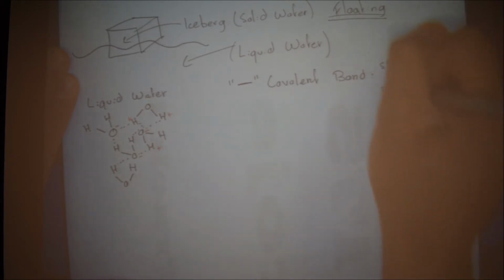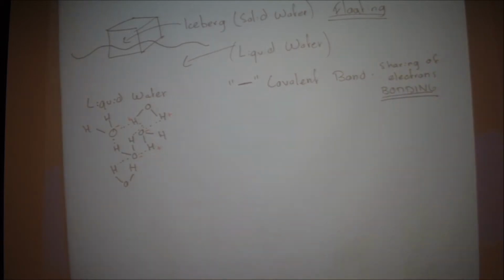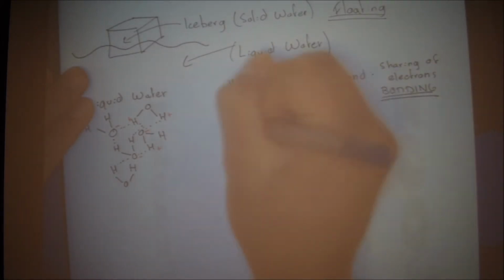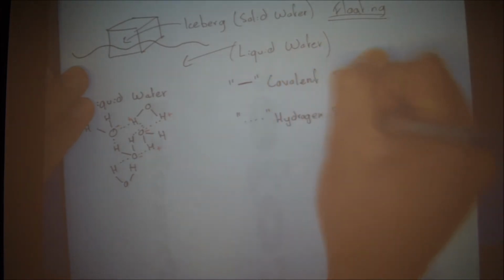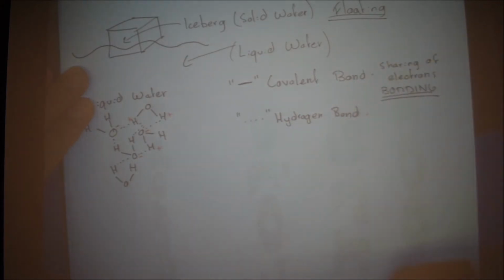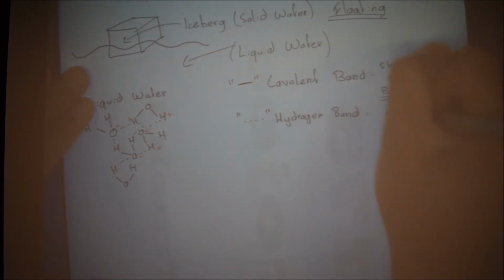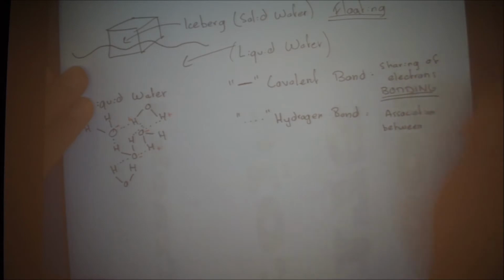And this is literal bonding, right? So that's bonding. That's like concrete, that's solid. Now the difference is if we have this dotted line right here, this is a hydrogen bond. And what this illustrates is an association. But it's not bonded.